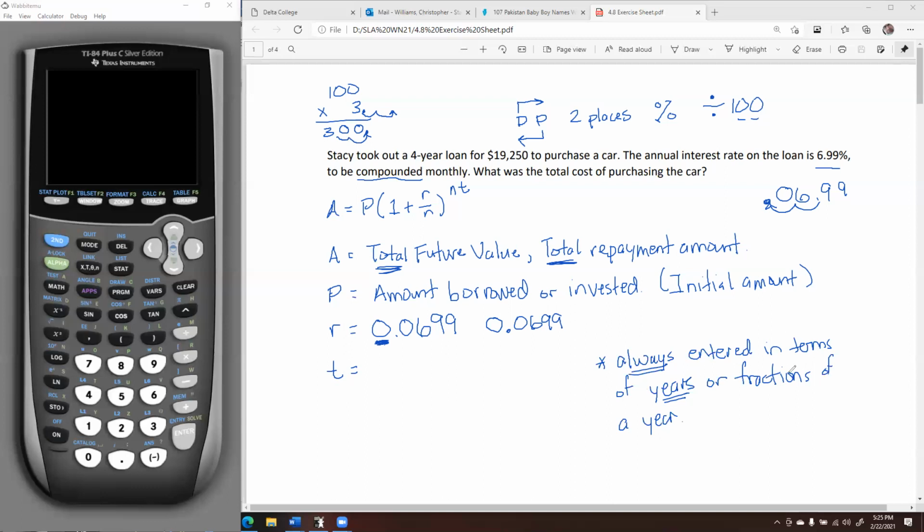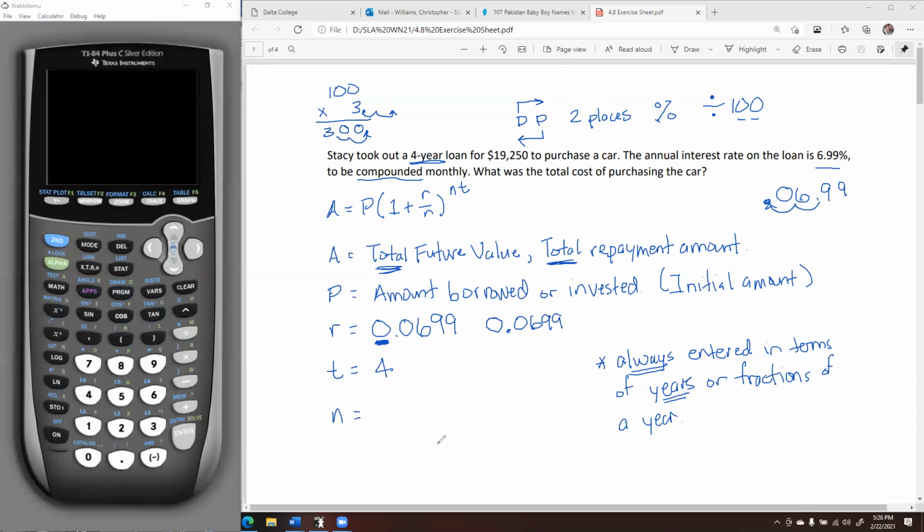So T is always entered in terms of years or fractions of a year. In this case, if we look back up at our exercise, it's telling us that this is just straight up 4 years. So because T is always entered in terms of years, that's just going to be 4 years. And then the other variable is going to be our N. This is another one that tends to give students nosebleeds.